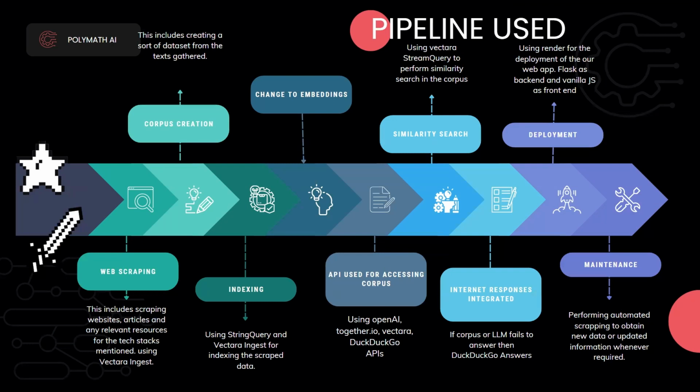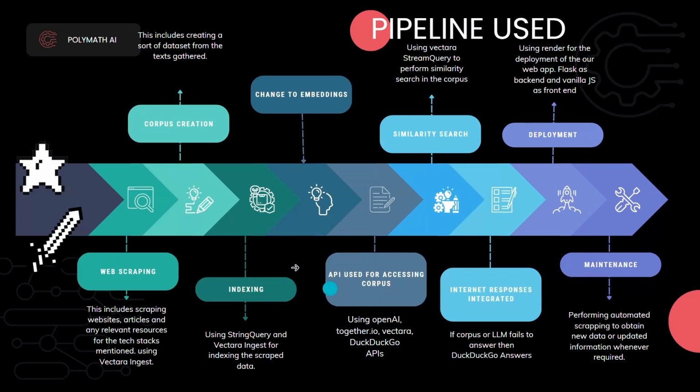Moving to the pipeline that we used for making this project. First, we web scraped articles and any relevant resources for the tech stacks that we mentioned using Vectara ingest. Moving on to the corpus creation, this basically means making a data set from the texts that we have gathered. Next, moving to indexing. So we've done the indexing of our corpus using the string query that Vectara offered. Next, moving forward, we changed that data to embeddings that Vectara did for us.